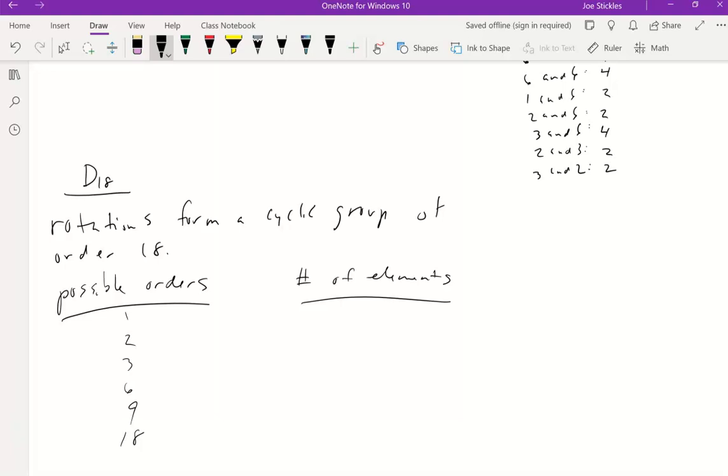All right. And then again, we use the Euler phi function to count. So number of elements of order 1 will be 1. Good. Number of elements of order 2 is also 1. Elements of order 3 is 2. Order 6 is 2. Order 9, I know that one's a little harder, right? 9: 1, 2, 3 doesn't, 4, 5 doesn't, 6 doesn't, 7, 8 works. So there's 6 of them.